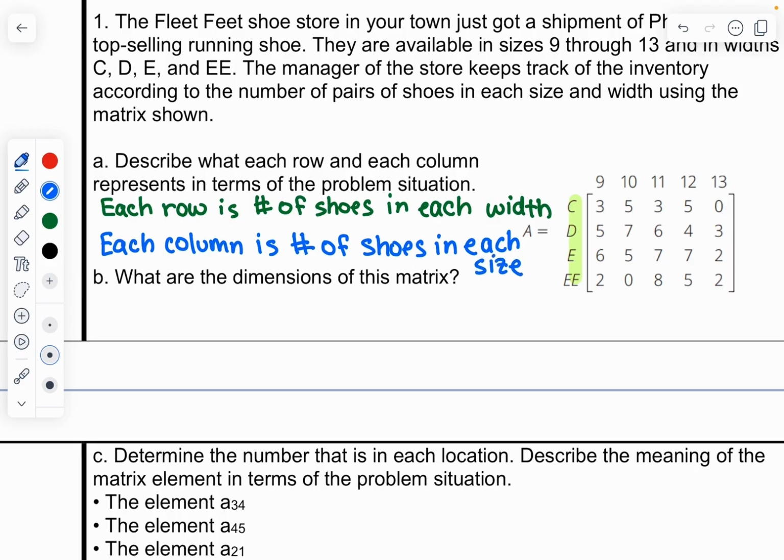So what are the dimensions? Well, how many rows do we have? We have 4 different rows. And how many columns do we have? We have 5 different columns. So this is a 4 by 5 matrix.